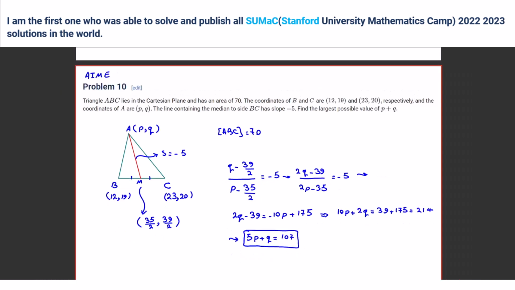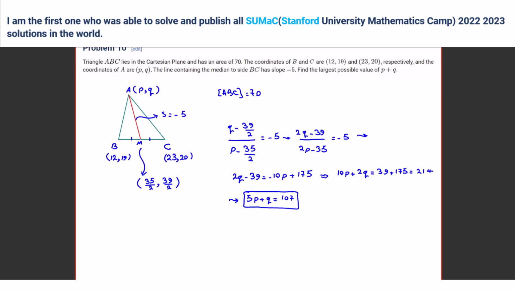Right. Okay, now let's apply the area 70, right? So if we write PQ, 12, let's write clockwise. The order is not important, but if you have a quadrilateral, you should write, for example, clockwise or counterclockwise. 23, 20, and then 12, 19, and then PQ. So it will be 1/2 times the absolute value of 20p plus 23 times 19 plus 12q minus 23q minus 12 times 20 minus 19p, is equal to 70. Agreed?